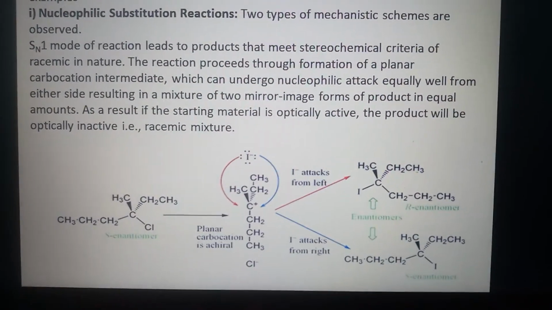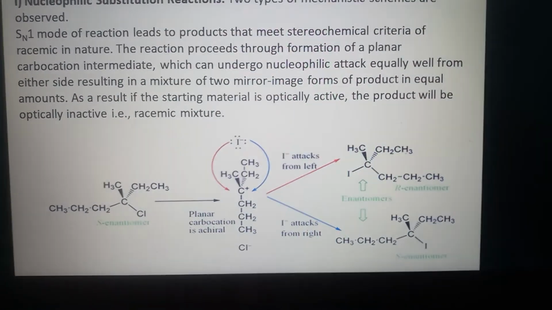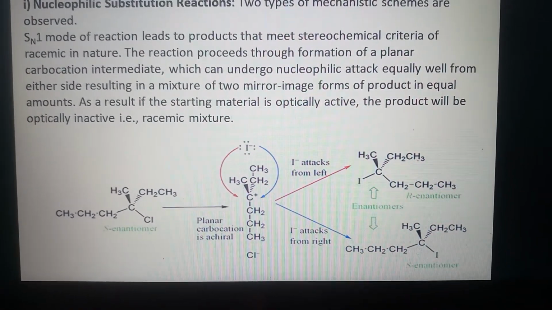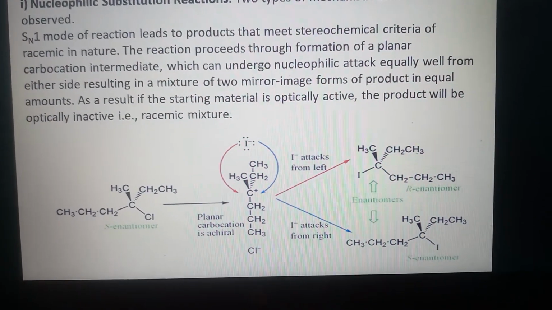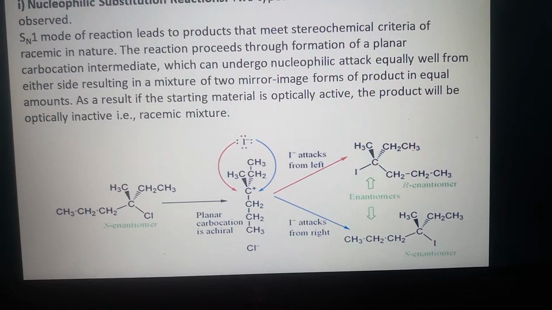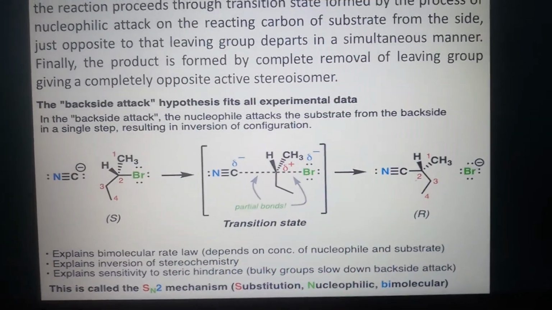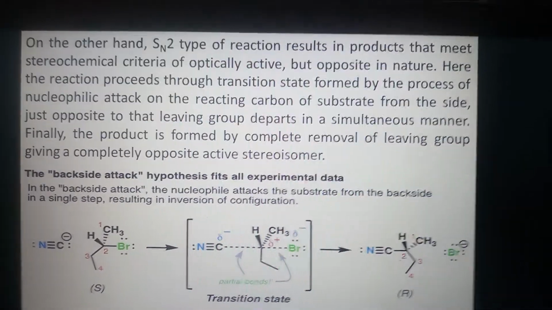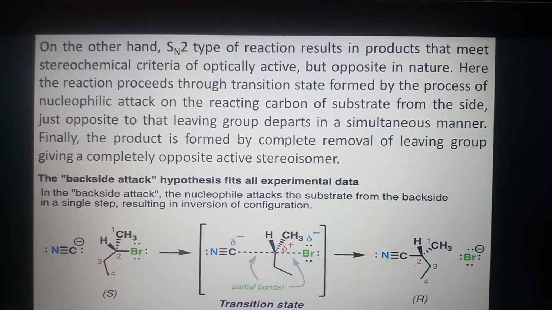The reaction proceeds through formation of a planar carbocation intermediate, which can undergo nucleophilic attack equally well from either side, resulting in a mixture of two mirror image forms of product in equal amounts. As a result, if the starting material is optically active, the products will be optically inactive, that is racemic. In the case of the SN2 type of reaction, it results in products that meet stereochemical criteria of being optically active but opposite in nature. Here the reaction proceeds through a transition state.